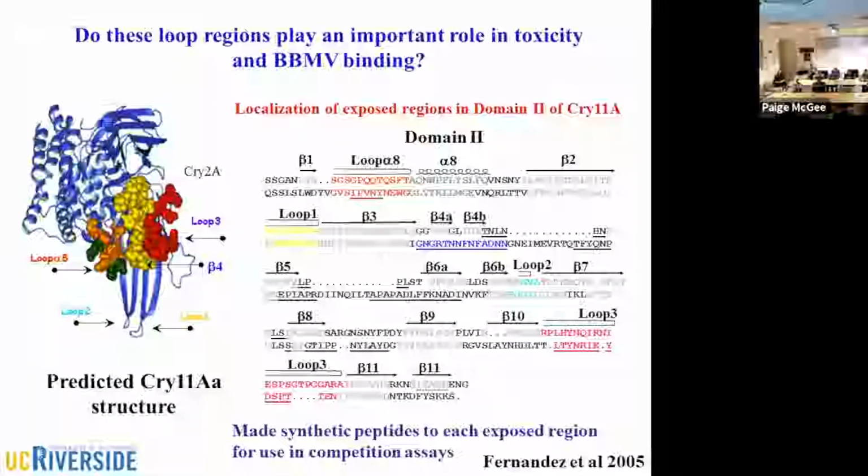So to understand which of the loops are involved, the way that investigators have studied this, and this was work done collaboratively with the Mexican group in my lab, was that you can make peptides to each of the loop regions and then determine whether they compete with the binding of the toxin to the brush border membrane of mosquitoes. So that is a very simple way of studying. If you want to study which of the loops or which domains are involved, you make peptides against different regions, and then you can use them in a competition assay.